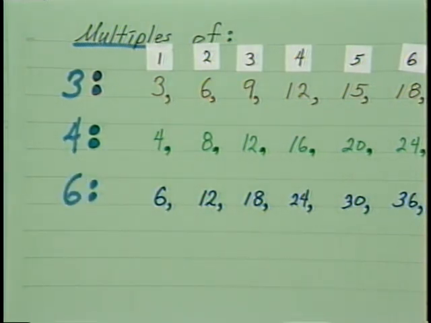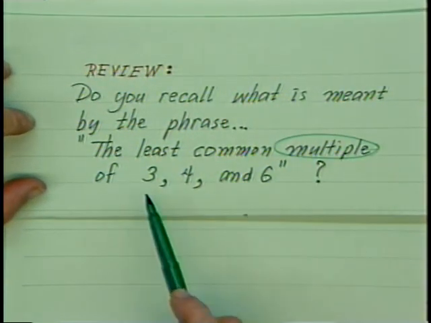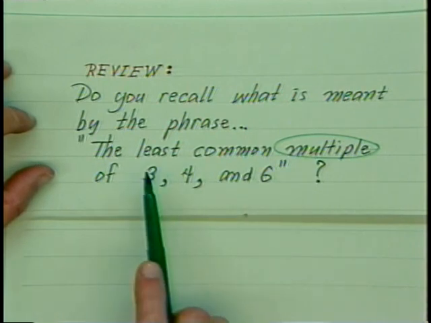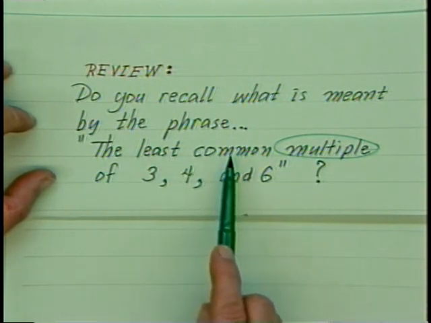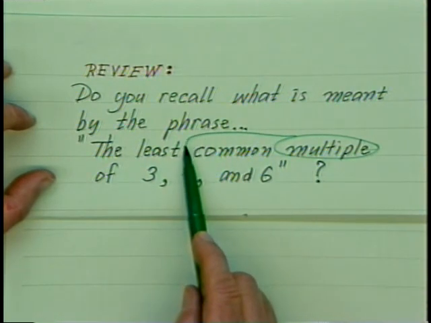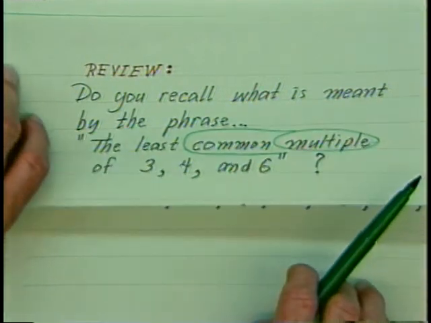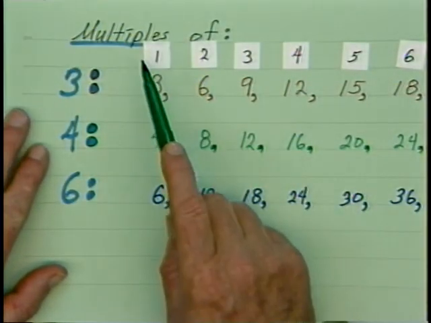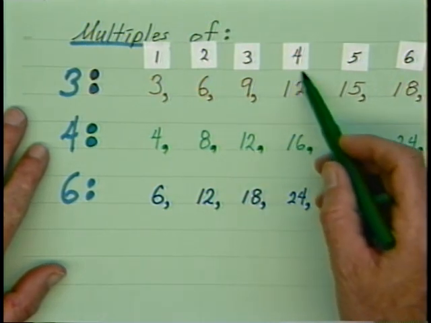But our original question was not what are the multiples of those 3 numbers. We have that. That's 3 lists. But what is the least common multiple? Well, before we answer that, let's back up once more and ask, what do we mean by common multiples? Well, if we begin to look at all three of these lists and look for common numbers, notice this.